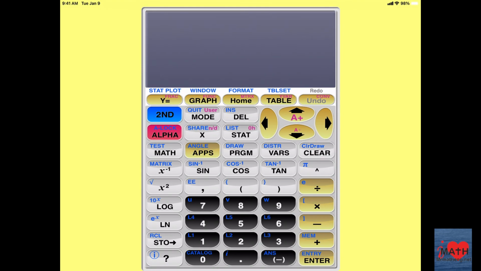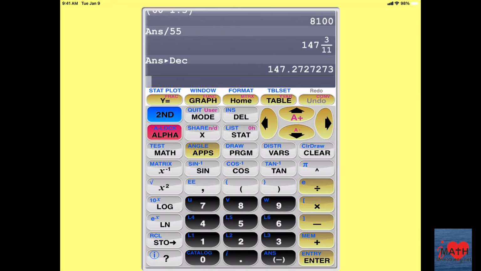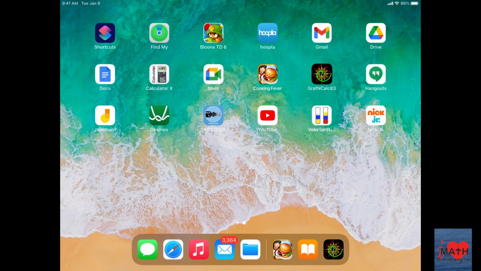All right, you can do this just old school. So let me parentheses 60 times 1.5 parentheses squared. Okay, now you can just press enter and then don't touch anything, press divide. So it already has the answer by 55. And I want a decimal. Okay, 147.27. 147.